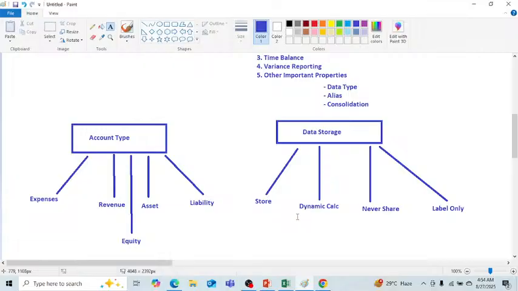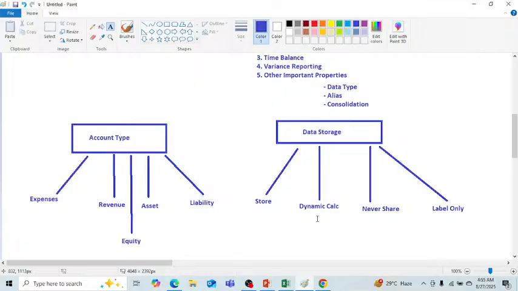So store, as we have discussed, is for level 0 members, the ones with no children. It's where data is directly loaded or entered. Dynamic calc is for the parent members. PBCS calculates the value on the fly whenever a user requests it, for example in a report or a form. This is more efficient for most aggregations because the data isn't stored, which saves space and reduces calculation time.